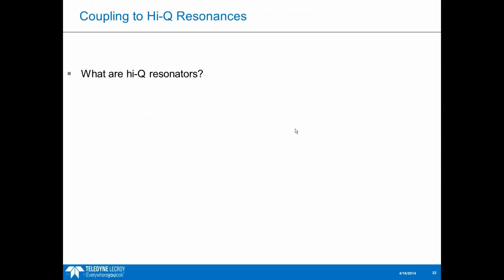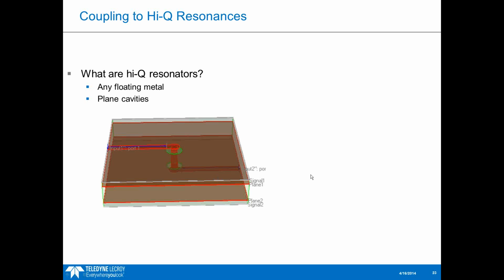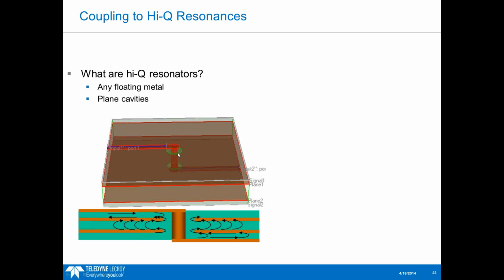So the fourth pattern I have here is the coupling to high Q resonances. These are going to be narrow dips in the insertion loss. High Q resonators are usually any floating metal or, more typically, plane cavities. The most common place to see it is in vias. So you have some layer transition here. This is an example where we're just transitioning from a trace on the top of the board down to the bottom of the board. And as the signal is going along these traces, it's pretty obvious where the signal return path is.